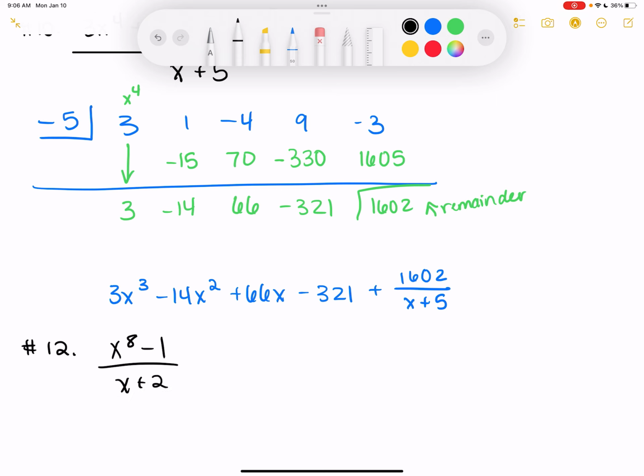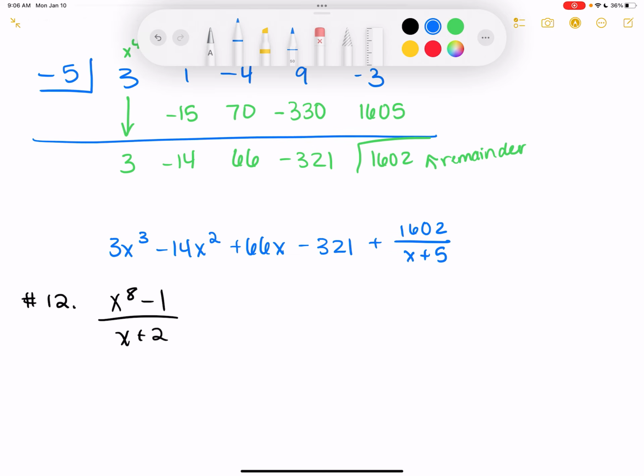That's a lot of zeros. Okay, so what goes in the box? Negative 2. So then the biggest term is x to the 8th, so I'm writing that down. So that's going to be 1. X to the 7th is missing, so I write a 0. X to the 6th is missing, write a 0. X to the 5th is missing, write a 0. X to the 4th is missing, put a 0. X cubed is missing, put a 0. X squared is missing, put a 0. X is missing, put a 0. And then we have a negative 1.